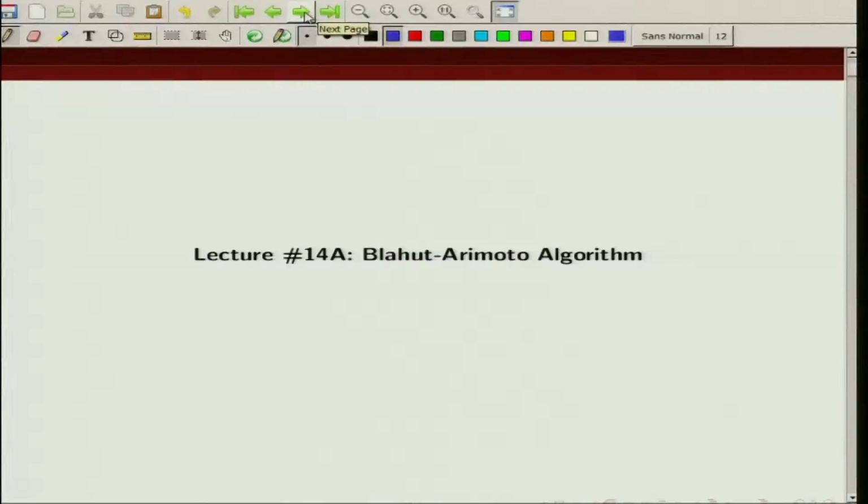Welcome to the course on an introduction to information theory. So in this lecture we are going to talk about an iterative algorithm to compute channel capacity and rate distortion function, and this is known as the Blahut-Arimoto algorithm, named after these two scientists who independently came up with this algorithm.